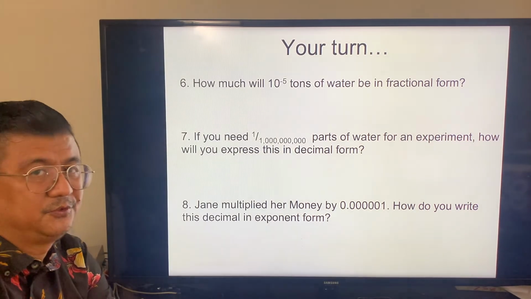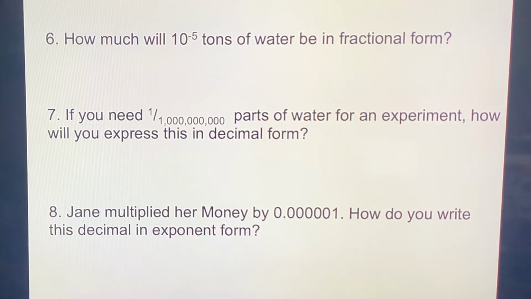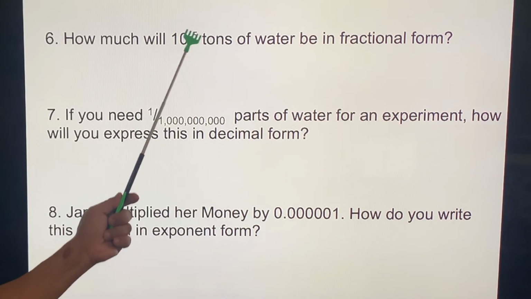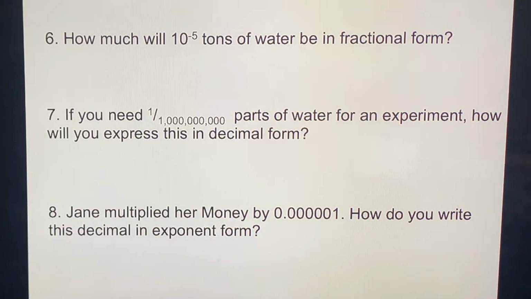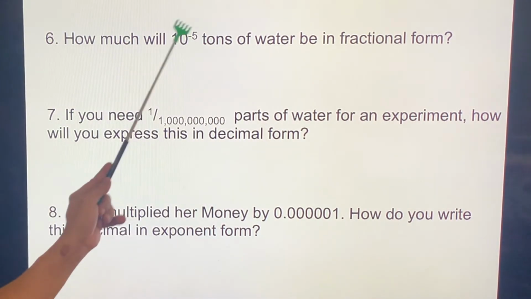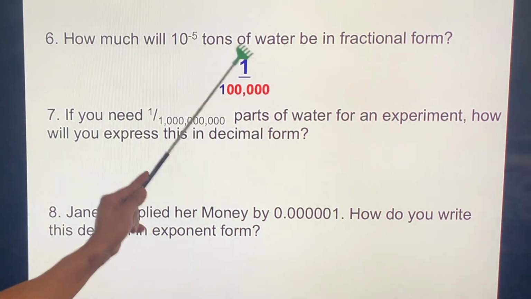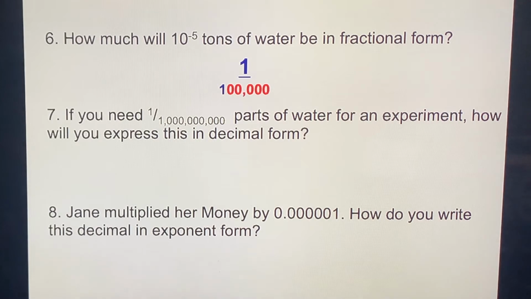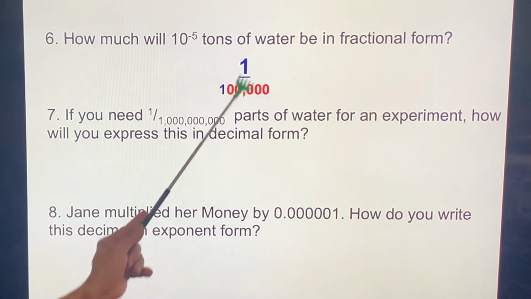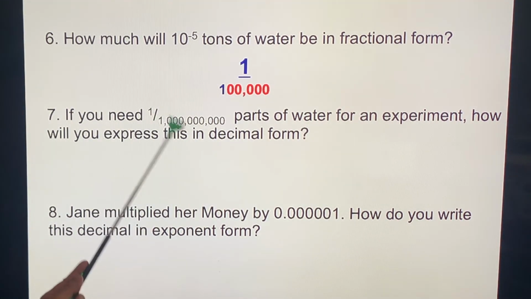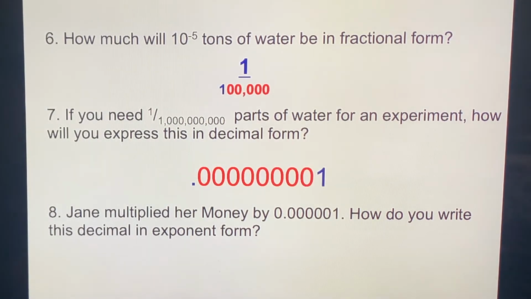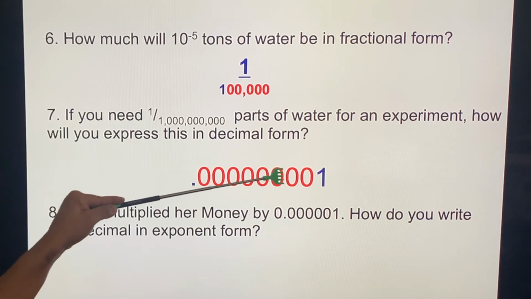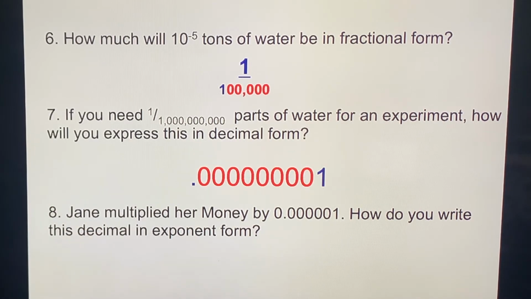I'll give you a few minutes. Okay, ready, here we go. I want to make 10 to the negative 5 a fraction. Negative exponent. That's easy to make into a fraction. 1 over 10 to the 5th. What is 10 to the 5th? 100,000. So 1 over 100,000. Next, 1 over 1 billion. How do I write that? So 1 billion is 1 followed by 9 zeros.